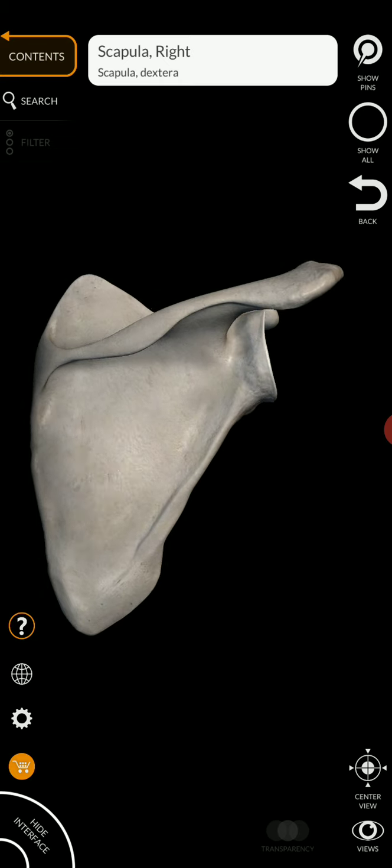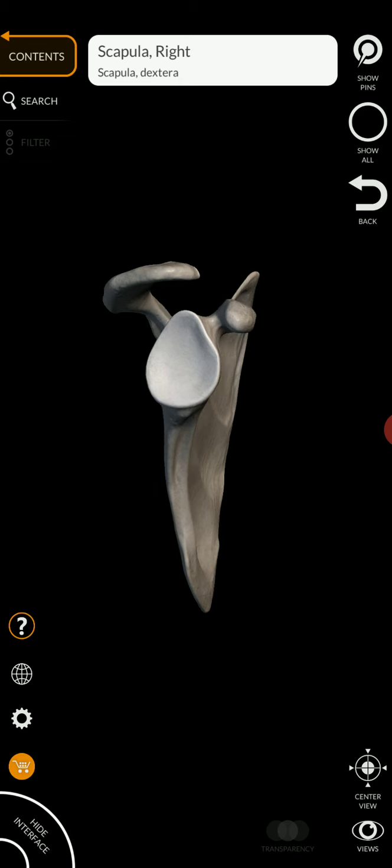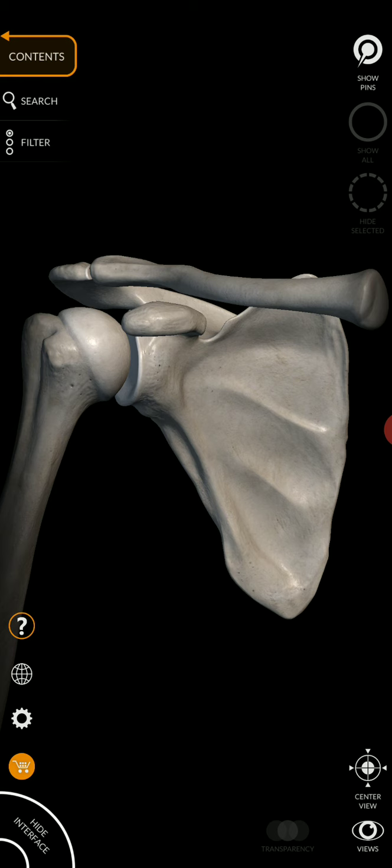Couple of things to point out. So you know that this fossa here, which is called the glenoid fossa, is going to face laterally because it has to articulate with the head of the humerus, like so.